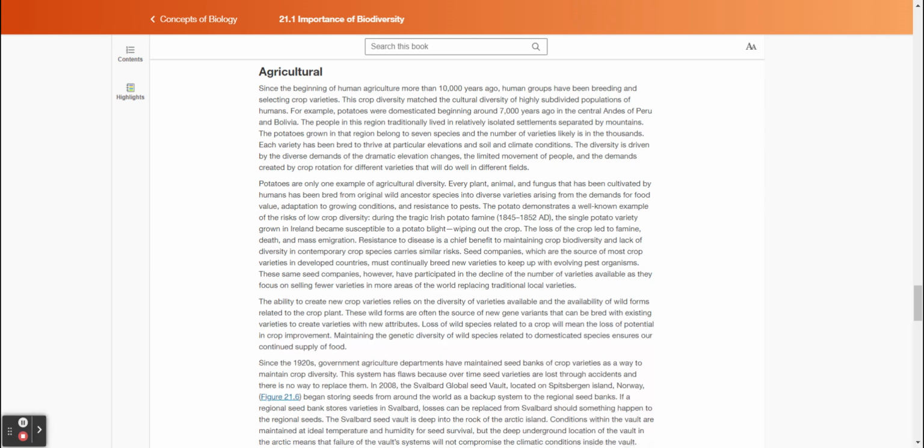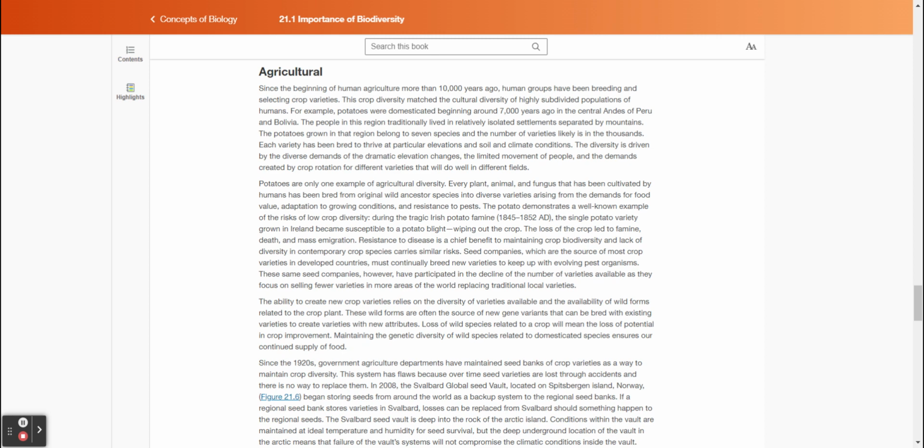Agricultural. Since the beginning of human agriculture, more than 10,000 years ago, human groups have been breeding and selecting crop varieties. This crop diversity matched the cultural diversity of highly subdivided populations of humans. For example, potatoes were domesticated beginning around 7,000 years ago in the central Andes of Peru and Bolivia. The people in this region traditionally lived in relatively isolated settlements separated by mountains. The potatoes grown in that region belong to 7 species, and the number of varieties likely is in the thousands.